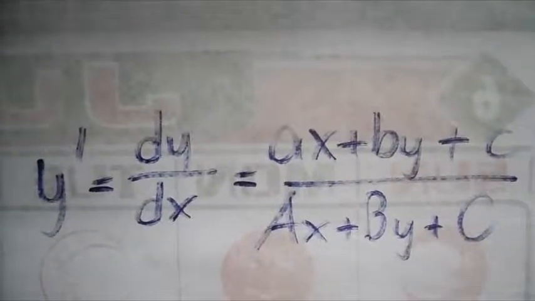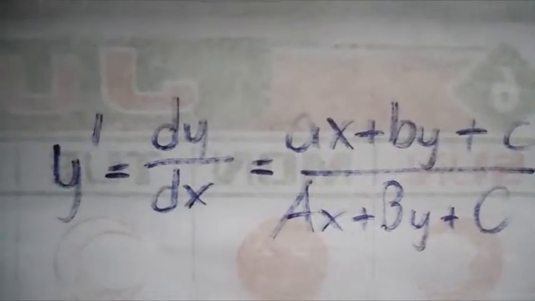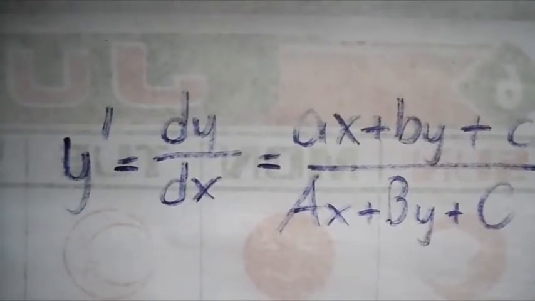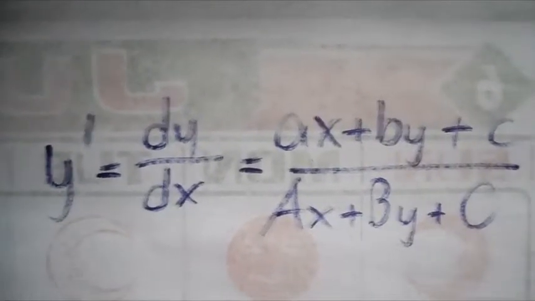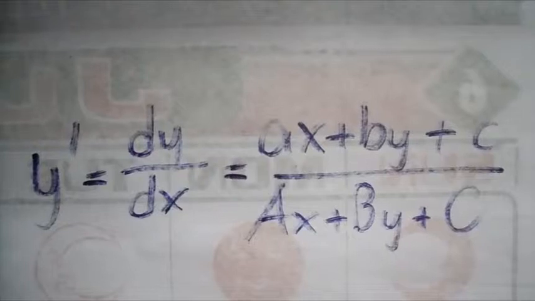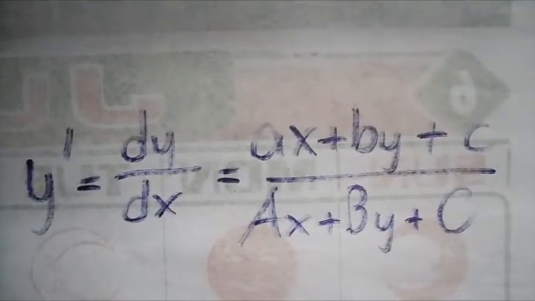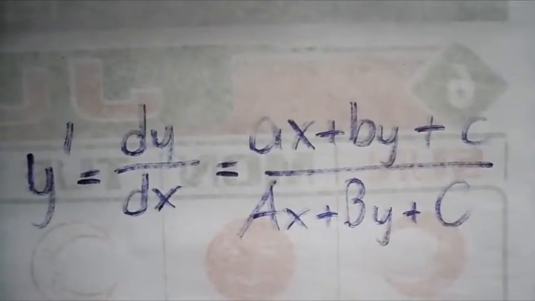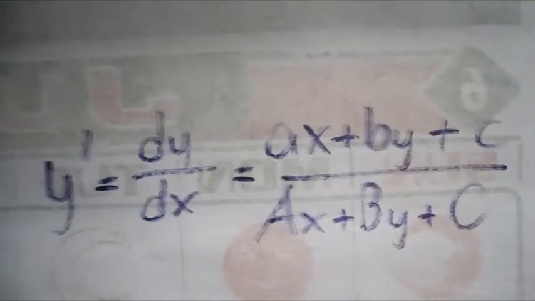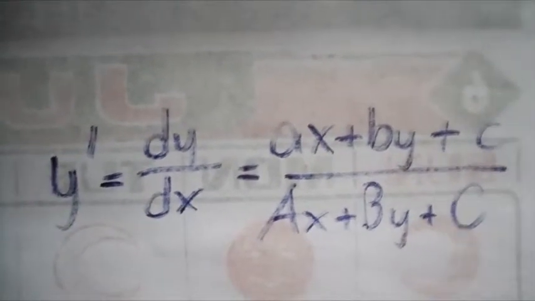Now we are given this differential equation of the form y prime, which is just equal to dy over dx, which is equal to (ax + by + c) divided by (Ax + By + C). We are asked to prove the following.